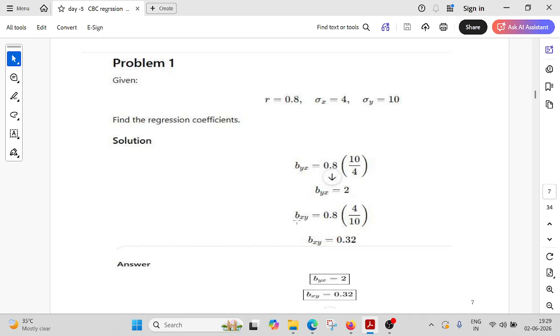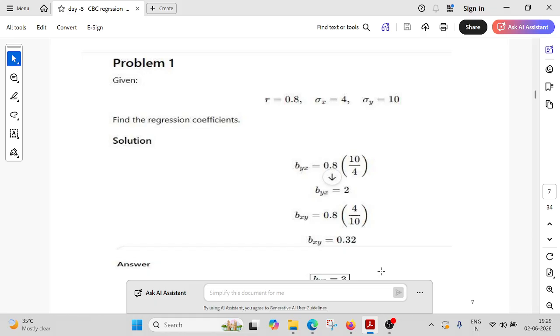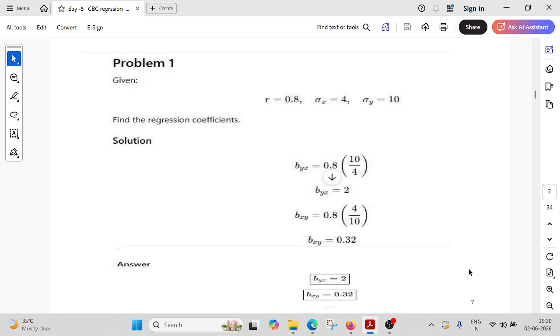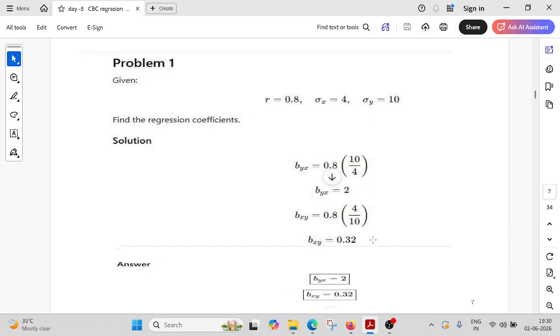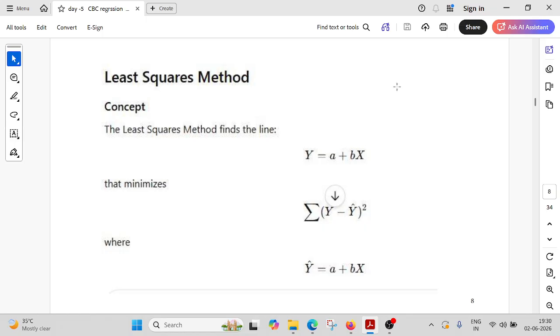Another will also be there, x on y, right? So bxy equals r into standard deviation of x by standard deviation of y. Using these data we substitute and we get that. Now what is our main task? Finding the regression coefficients, right? You need to write the final answers, which are 2 and then 0.3. Okay, so this is a very simple model.